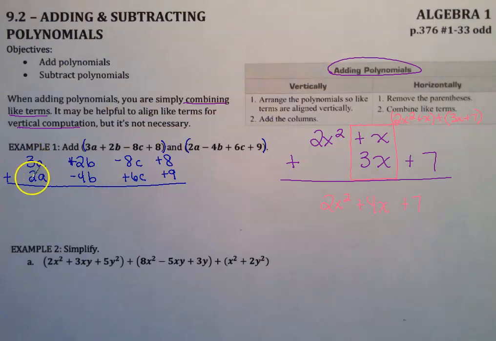All right, so then I'm just adding the column. 3a plus 2a, well, that's 5a. A positive 2b minus 4b, well, that's a negative 2b. Negative 8c plus 6c, well, that's a negative 2c. And a positive 8 plus 9 is a positive 17. So if we rewrote it closer together, it'd be 5a minus 2b minus 2c plus 17.